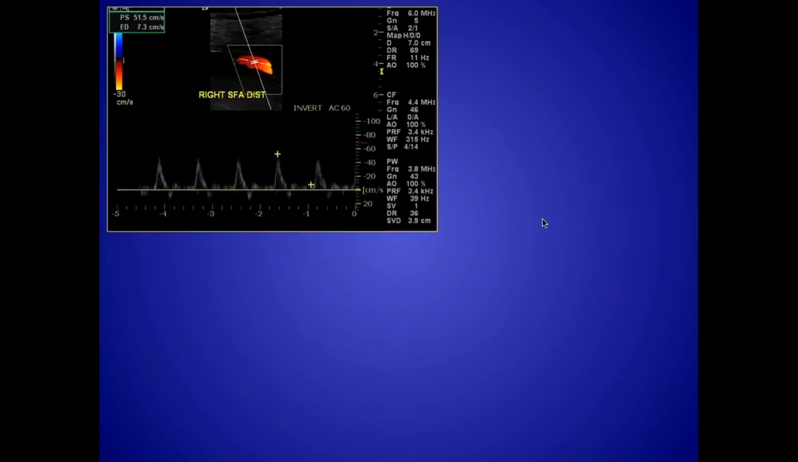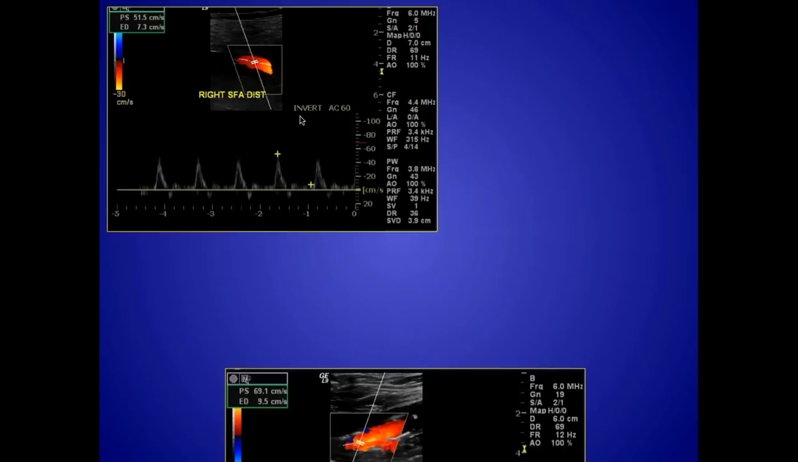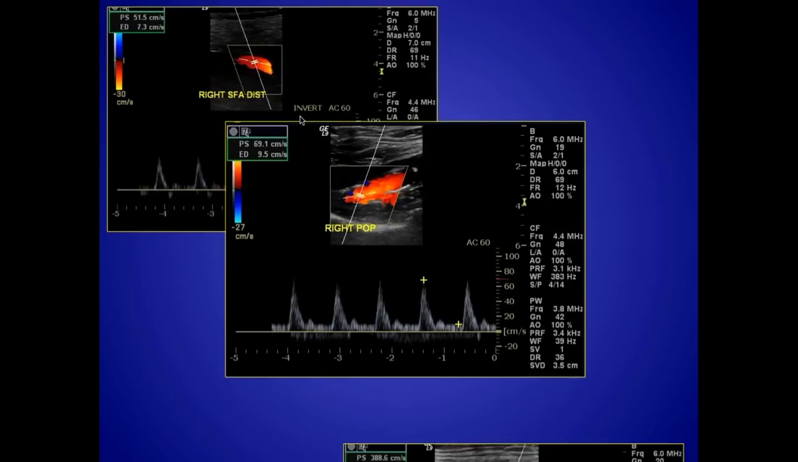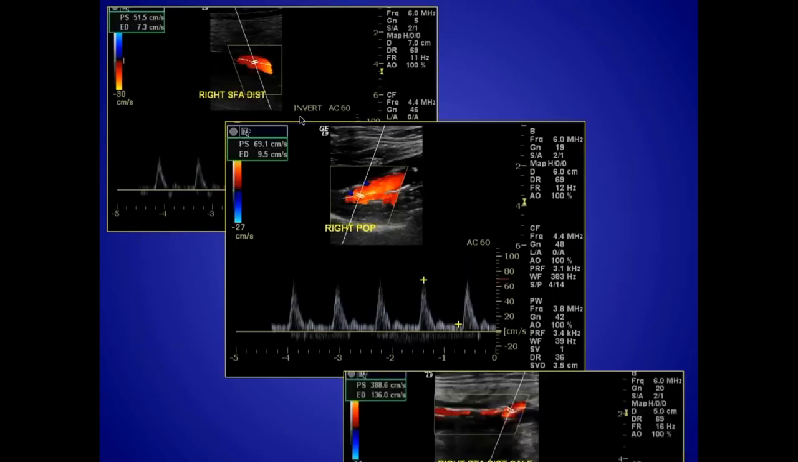Patient has leg pain, diabetes. We have a high index of suspicion in this disease. We continue on. This is the distal SFA. Velocity is starting to drop. Waveform remains triphasic. Popliteal, also triphasic. Velocity is about 70. So far we haven't found any focal disease.